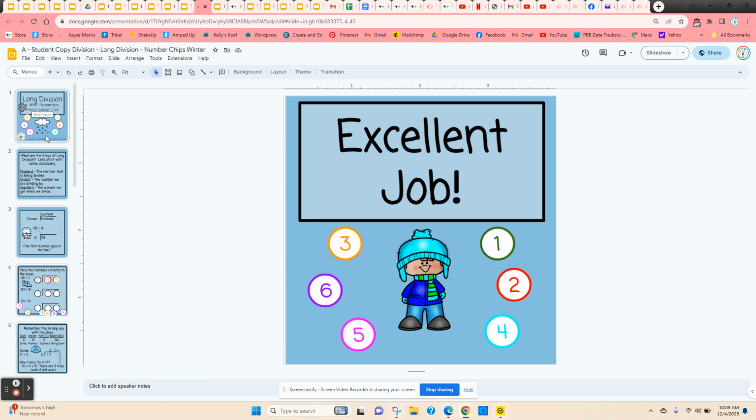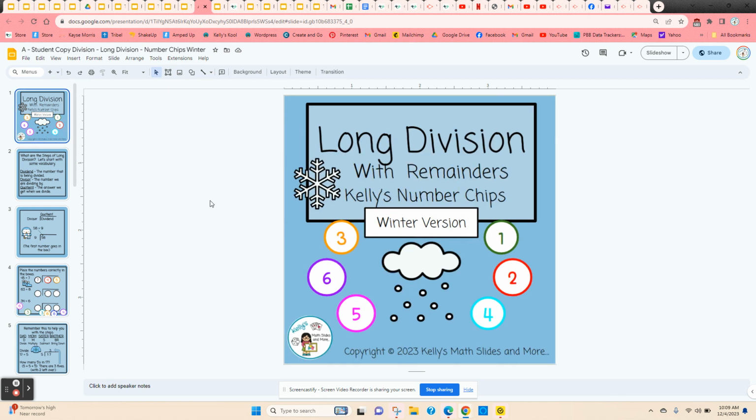I also have slides for the teacher to check, and long division, the winter version with number chips.